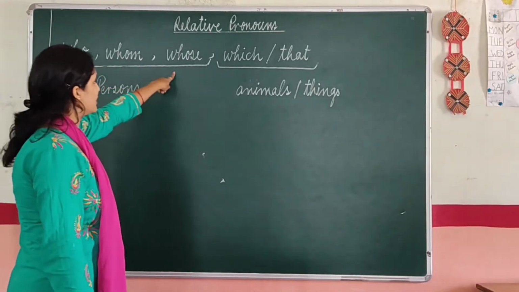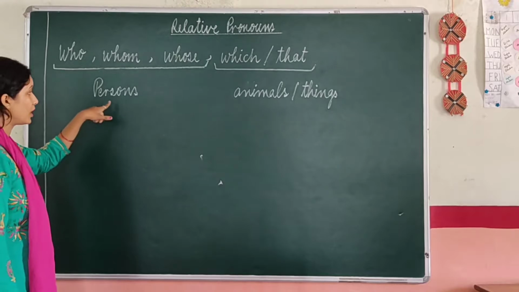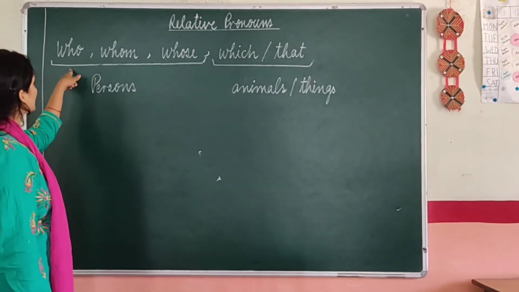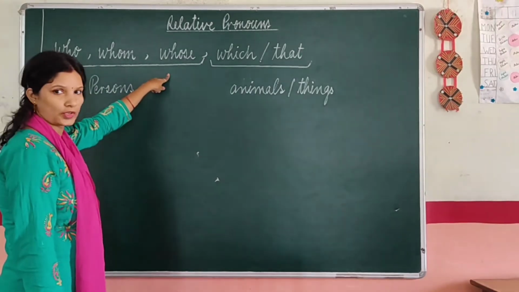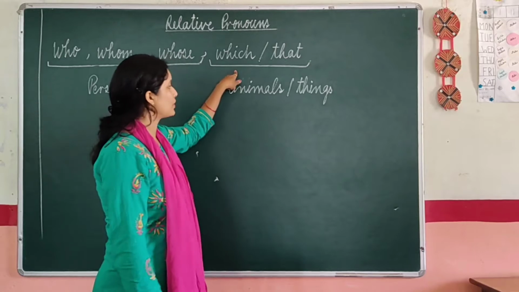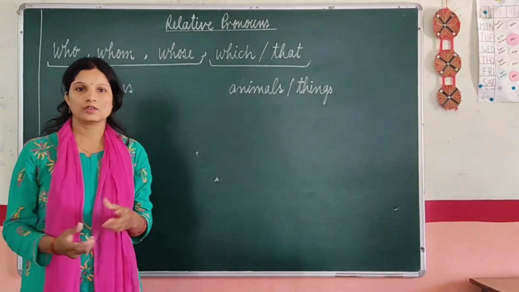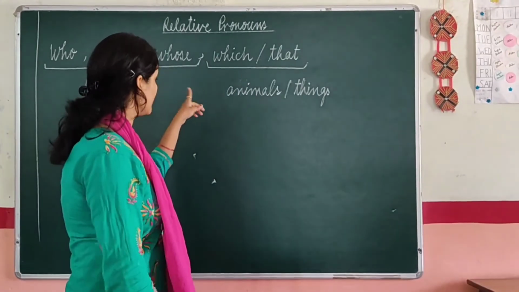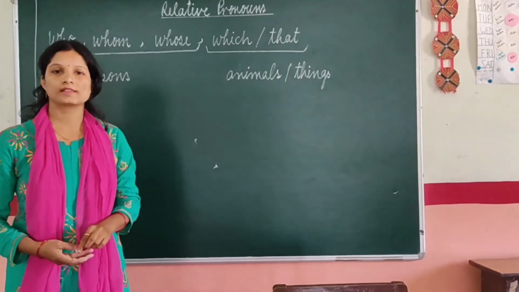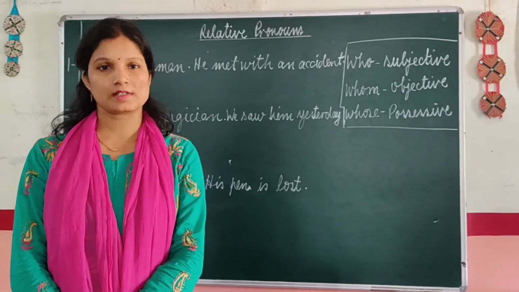Who, whom and whose. They are used to join sentences when we talk about a person. At that time, we use who, whom, whose for joining. And which or that, we can use both when we talk about animals and things, when we have to relate two sentences related to animals and things. Okay? We will see examples. Now let us try to understand with the help of examples.